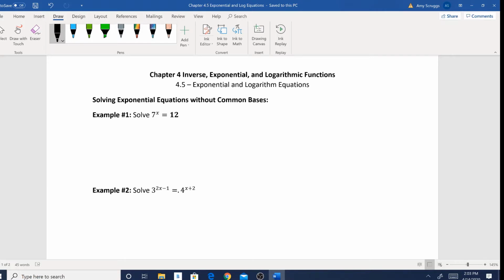The problem with this is that, no matter what I do to the 7 and the 12, I don't think I can get the bases to be the same in my head. That's going to require more thinking ability than what I really want to do. So in the situation where you have an x on one side and uncommon bases, your bases are not the same, then the easiest thing to do is to rewrite this from exponential form as a logarithm, okay?